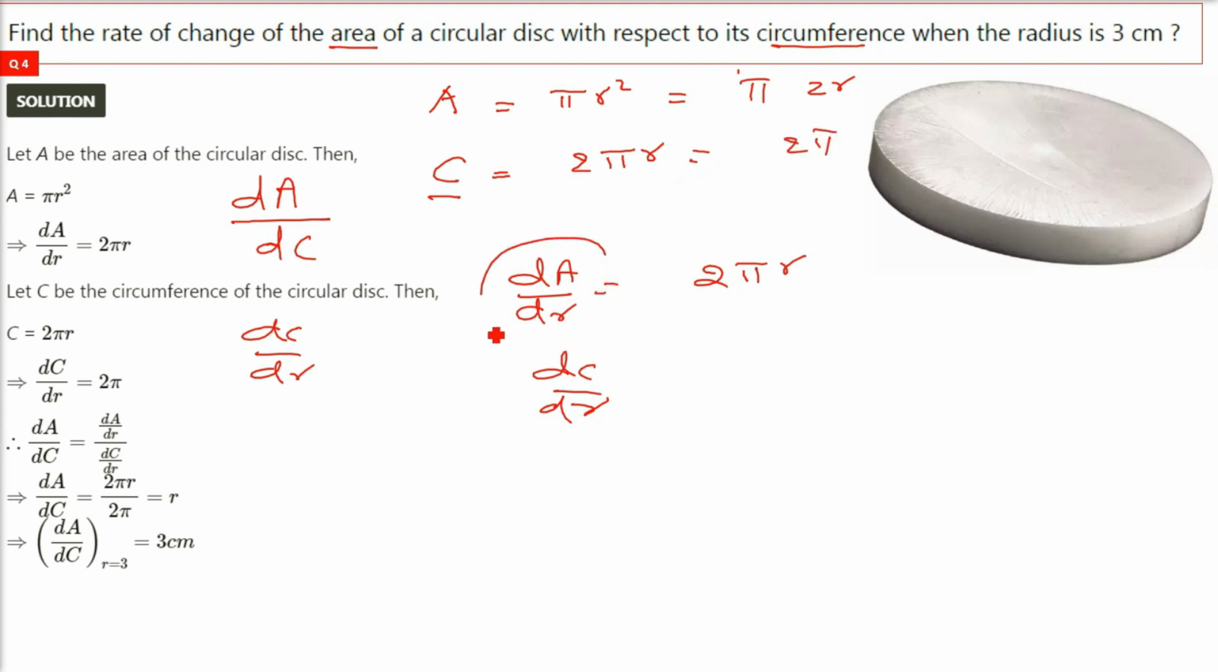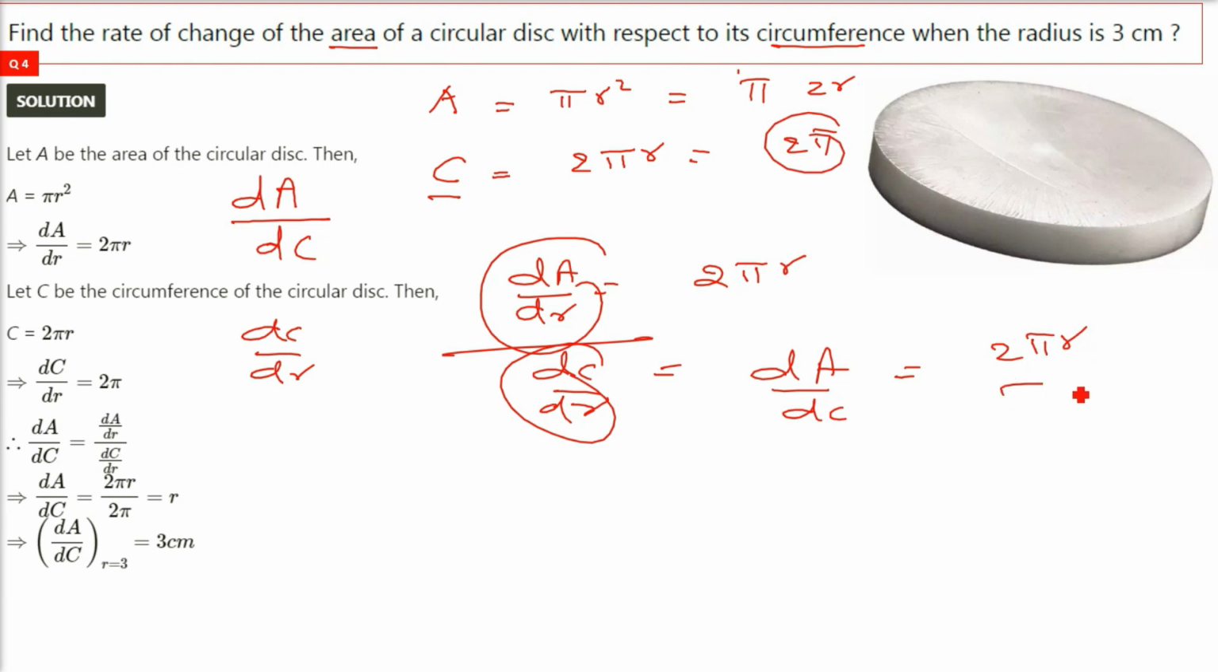Now dA by dr divided by dC by dr, that is going to give you dA by dC, and that is going to be 2 pi r divided by 2 pi, and you can cancel the 2 pi out. You are only left with r, and the question is asking at r equals 3 centimeter. You can just replace this by 3 centimeter. dA by dC is 3 centimeter at r equals 3.